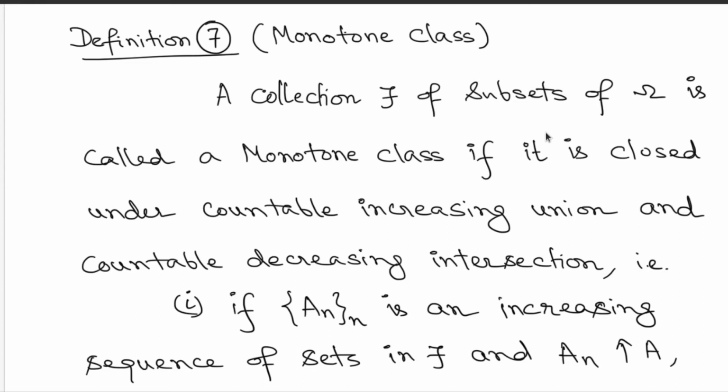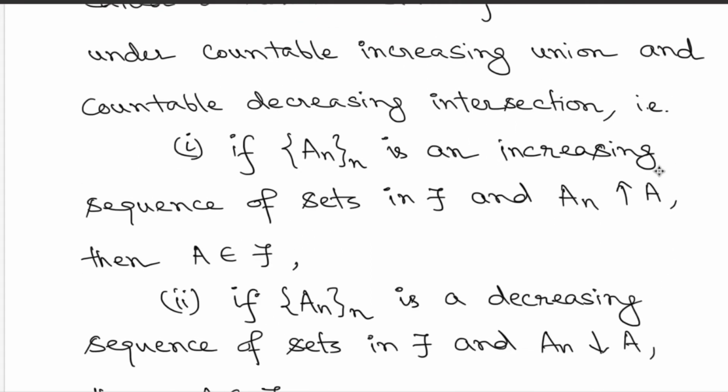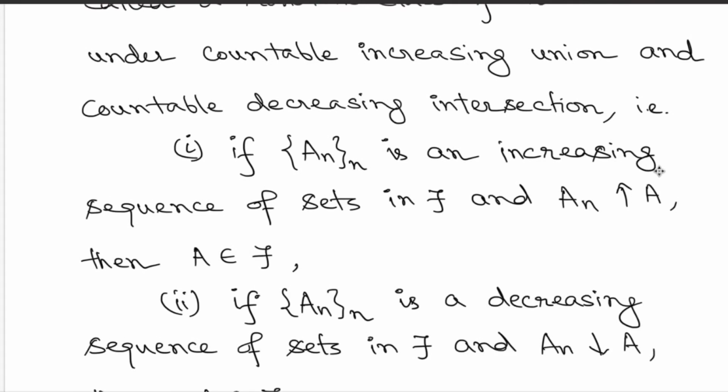Using these notions, we now introduce an interesting type of collection of sets. I look at a collection of subsets of Omega, some non-empty set, and let's call this collection script F. This is some arbitrary collection so far, but I ask that it has certain properties. I will call this collection a monotone class if it is closed under countable increasing unions and countable decreasing intersections. What do I mean by this? Let's go to the exact descriptions of these operations.